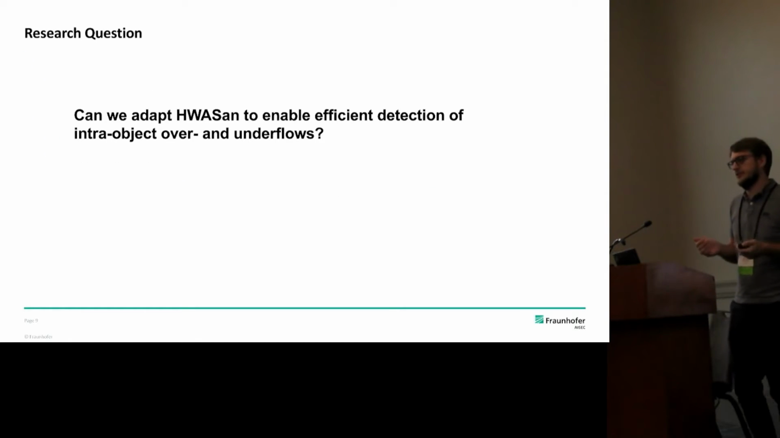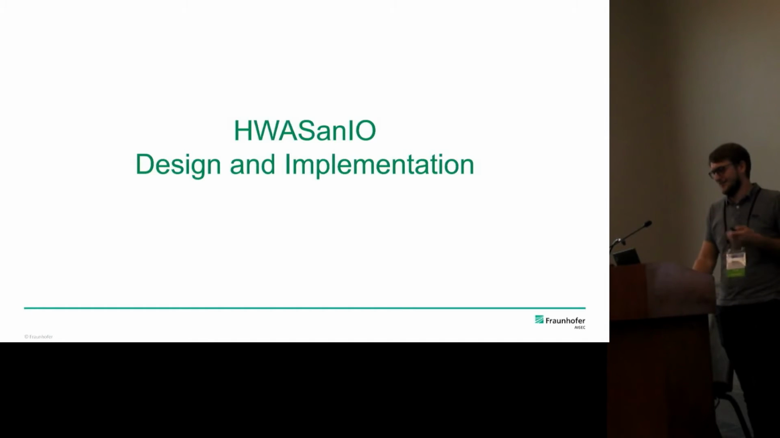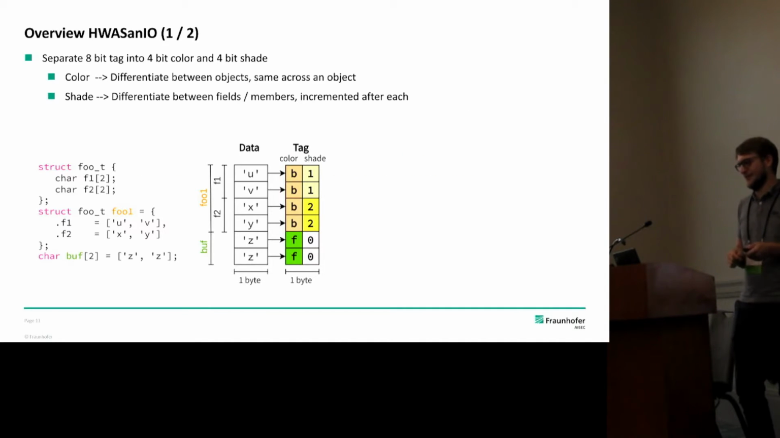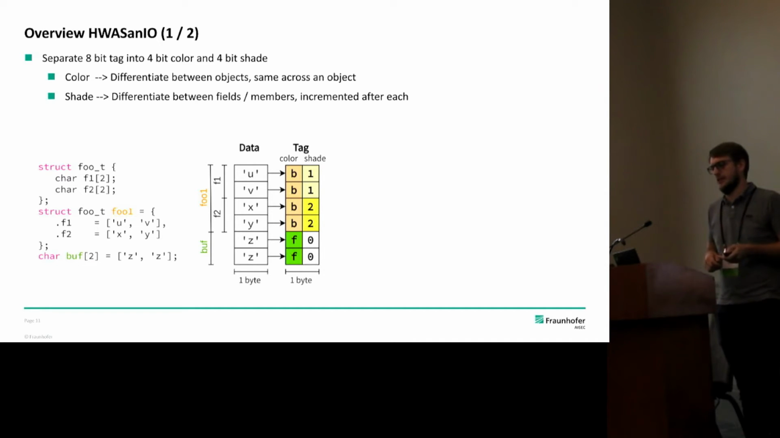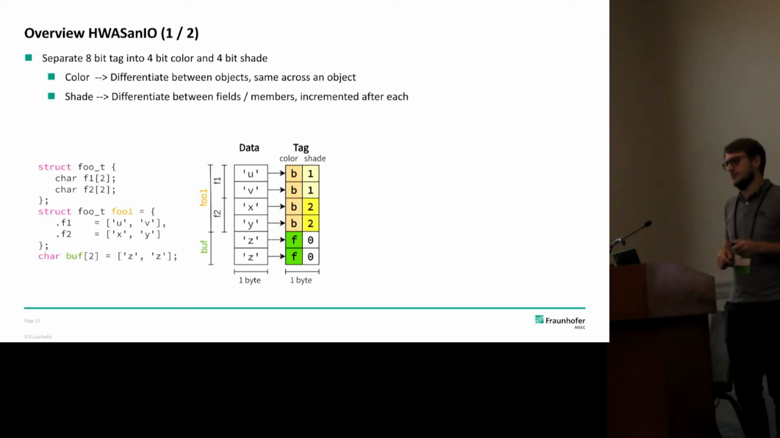Now our research question was, can we adapt this framework to enable efficient detection of intra-object overflows and underflows? And that's where I will present our framework. So the idea behind our framework is that we separate the tag, which is 8 bits, into 4 bits of color and 4 bits of shade. Now the color is used just as before to differentiate between objects, and it stays the same across an object.